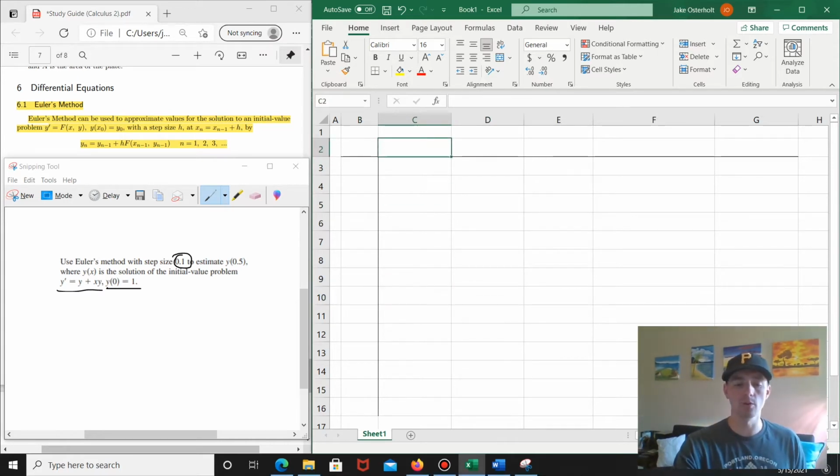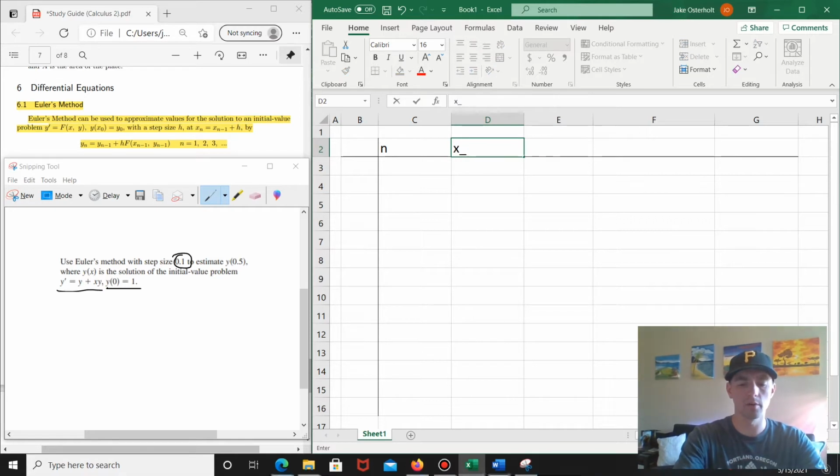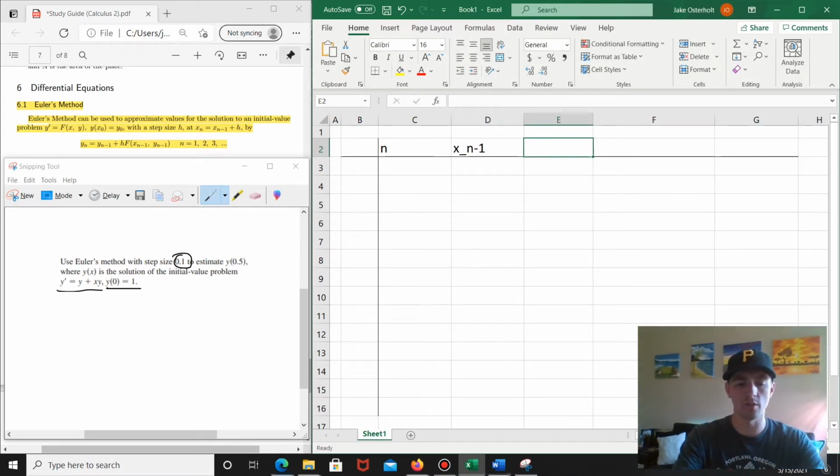Basically what you want to do is label your columns, and we're going to label them just like we did in the other videos I did. So our first column is just going to be n. That's just going to be keeping track of what step we're on. Then our next column is going to be x sub n minus 1. And then the third column is going to be y sub n minus 1.